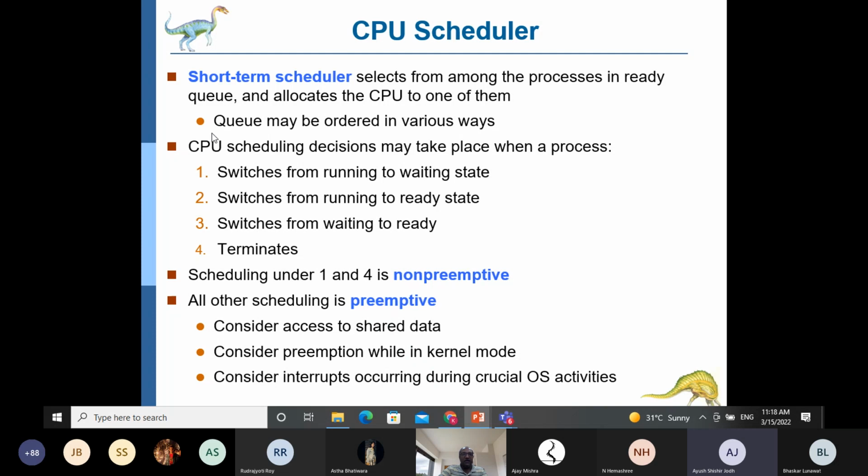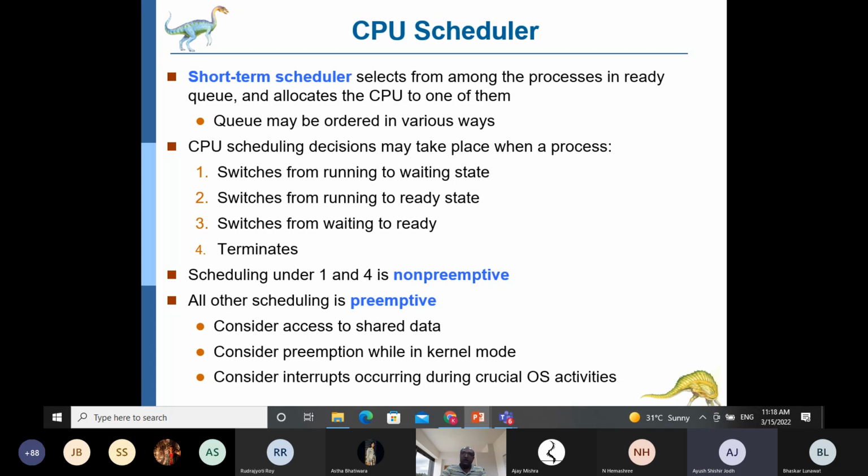So these are the four cases where the CPU scheduling decision has to be made. The first one is when the process moves from running to waiting state, meaning the process voluntarily leaves the CPU. At that time the CPU is free, so the CPU scheduler has to take a decision: which process has to be given next. And the fourth event is when a process reaches natural termination, when it reaches the last point and there is nothing to execute, that is the completion, the last end statement.